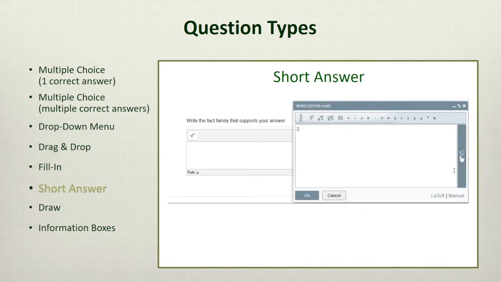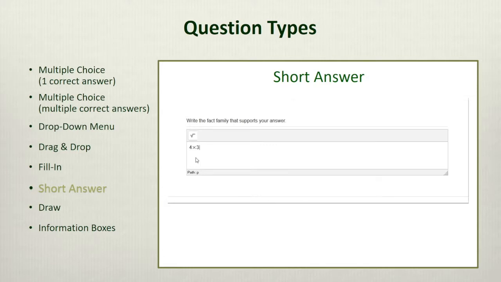Click into the answer area, use the keyboard to enter numbers, and the toolbar to enter operation symbols like addition, subtraction, multiplication. You have 2 options for multiplication, and division. When your answer is complete, click OK, and the answer transfers into the answer area on the online test.